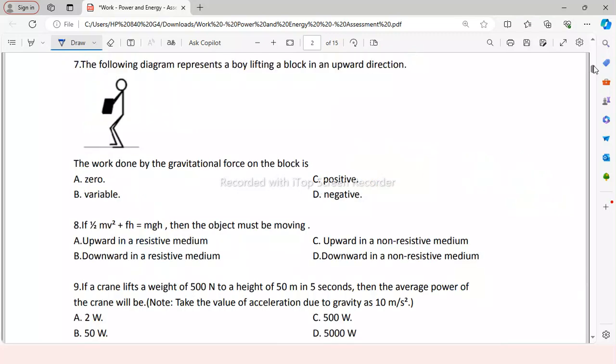The following diagram represents a boy lifting a block in an upward direction. That is the direction of displacement. Work done by the gravitational force. What is the direction of the gravitational force?